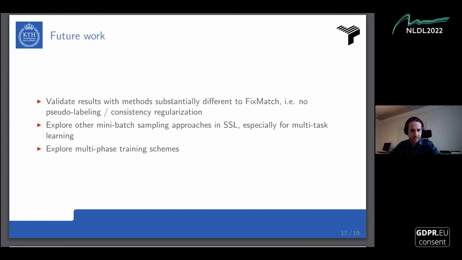And more interestingly, we are interested in finding methods that improve the learning efficiency overall. We believe that exploring other mini-batch sampling approaches can be a very interesting line of research to do so, and it's especially interesting for multitask learning. But also multi-phase training schemes, such as first pre-training in a supervised or self-supervised way, and then doing some other training, can be an important part of finding overall a very efficient way of learning.